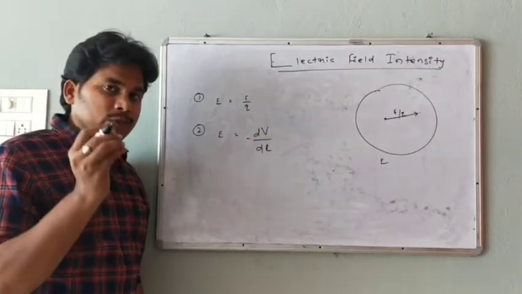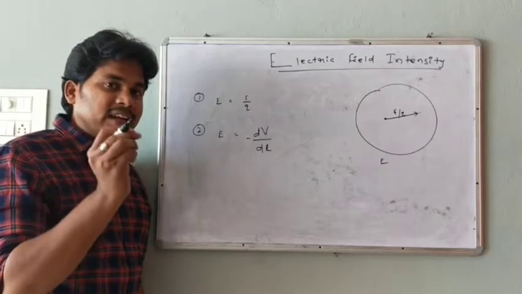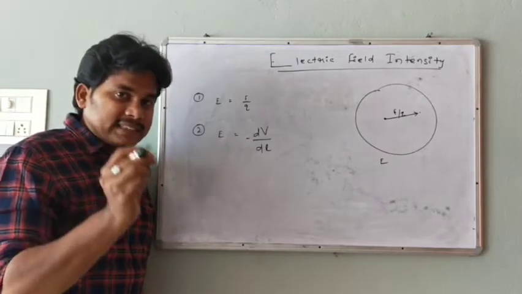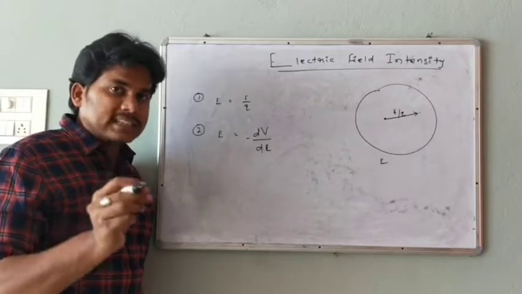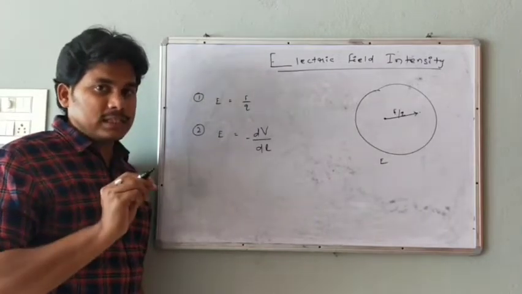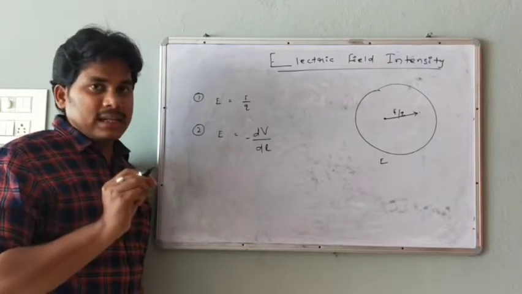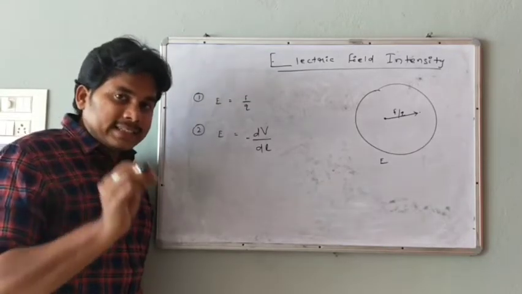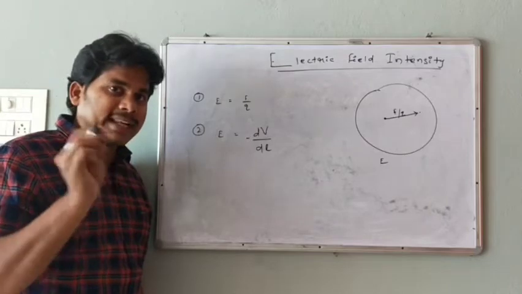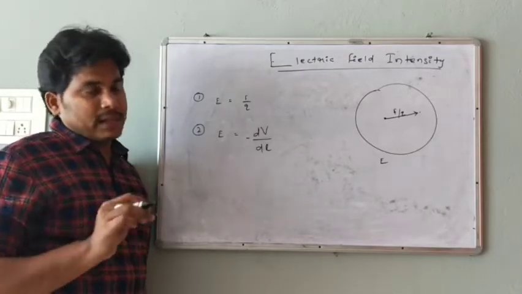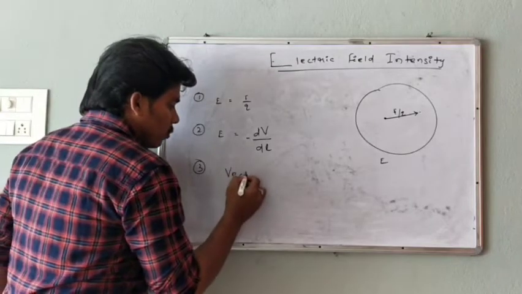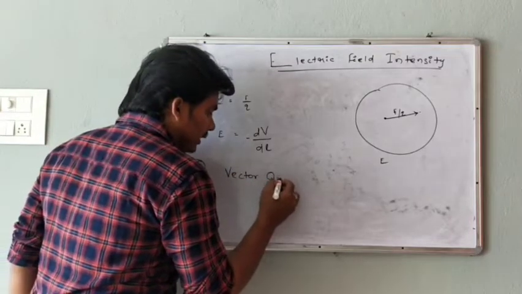From this we can conclude that the electric field intensity has 2 definitions. One is the electric field intensity defined as the force experienced by a unit positive charge, or per unit charge, in an electric field at a point. And second, the electric field intensity is defined as the negative gradient of electric potential. And the third point is that it is a vector quantity. Why is it a vector quantity? I already told you.